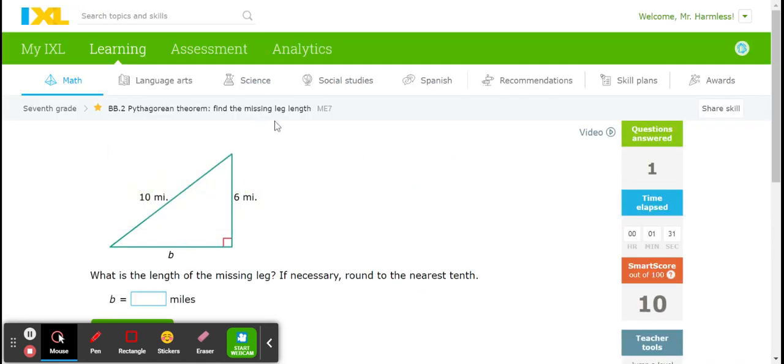Do another one. A squared, b squared, c squared. So the a, 6, the b, and the c, right? The right angle points to the c, so the c is the 10. 6 squared is 36. 10 squared is 100. And 36, right? Subtract 36 from both sides. You get b squared equals 64. Square root of both sides, and b equals 8.